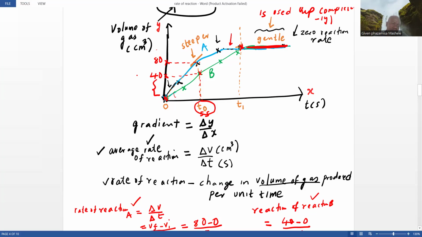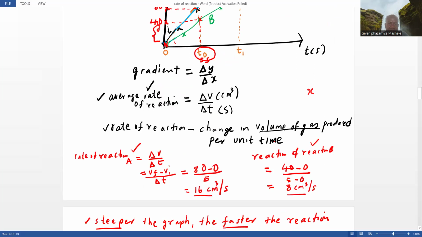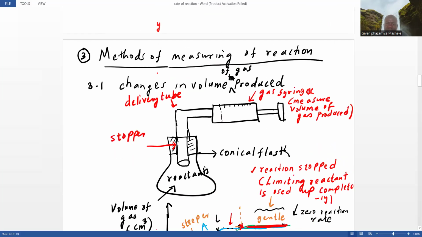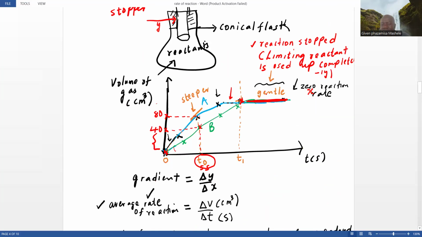So this is the first method of measuring rate of reaction. We can measure rate of reaction by looking at the changes in volume of the gas produced. Usually you'll see the gas syringe here, we are looking at the volume of the gas produced. But not necessarily that; in most cases, if there's a gas being formed in the product, then this method is applicable.